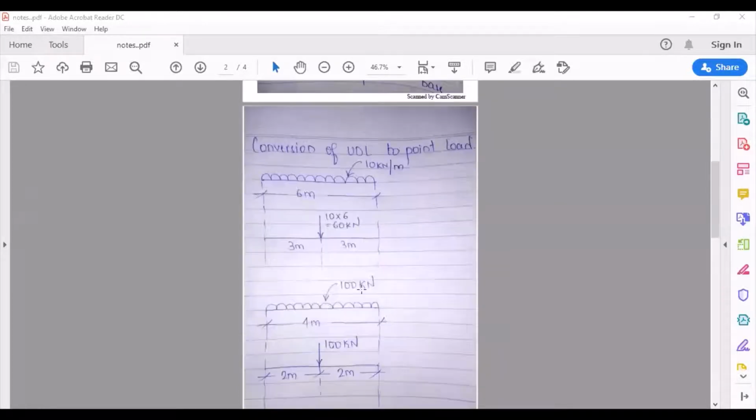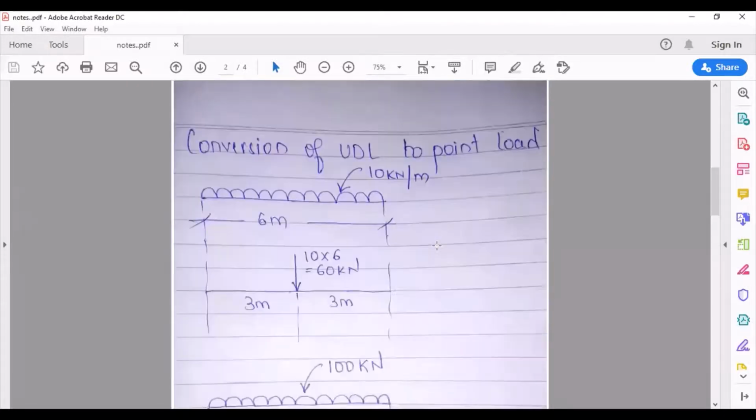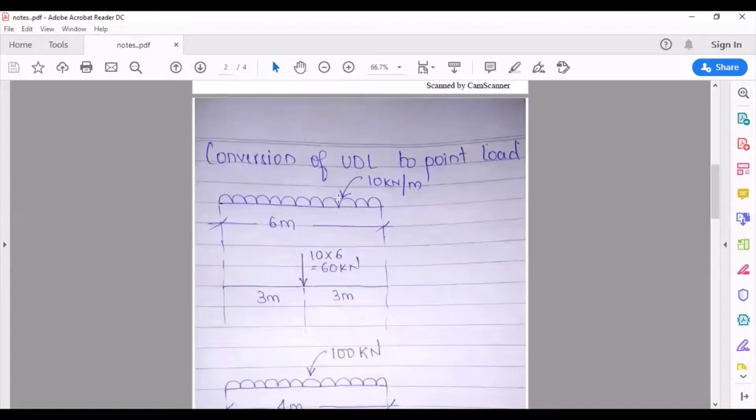As you can see here, on the next page, it is the conversion of UDL to a point load. You can see a UDL of intensity 10 kilonewton per meter. I repeat, whenever UDL or UVL is given to you, you should be very careful with the magnitude unit. You should see what unit is being given in the question. In this question, the UDL unit is 10 kilonewton per meter.